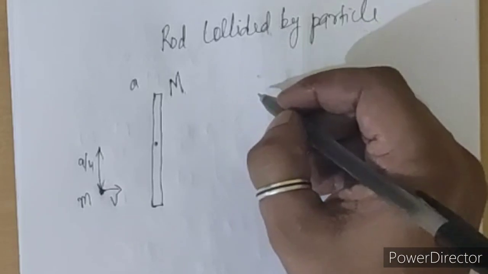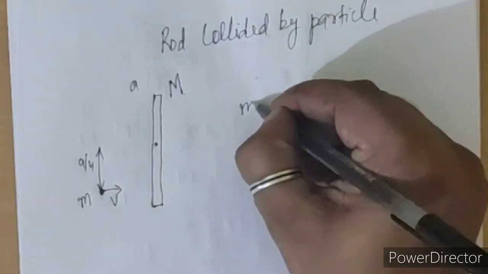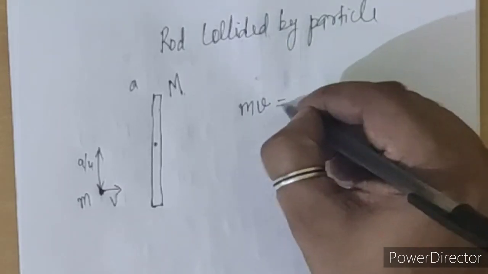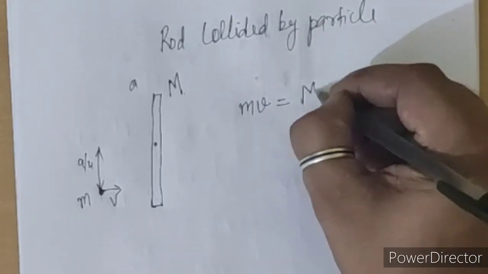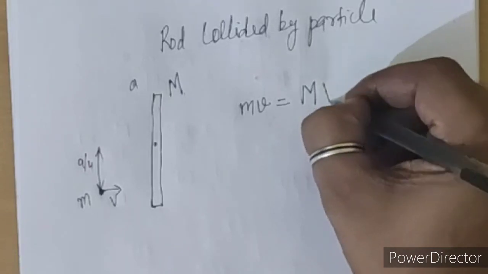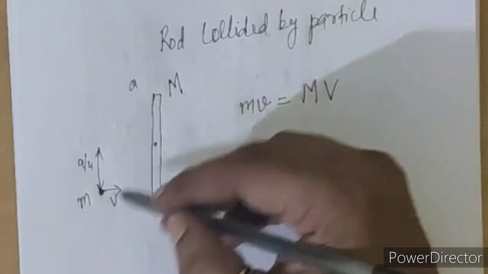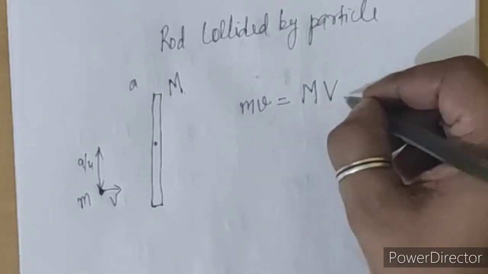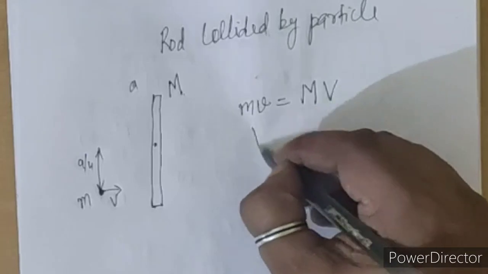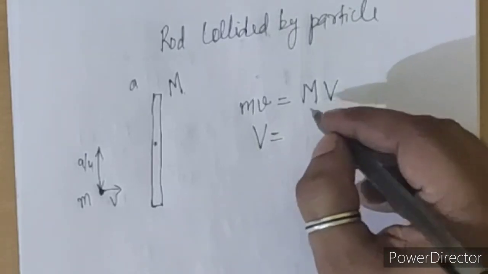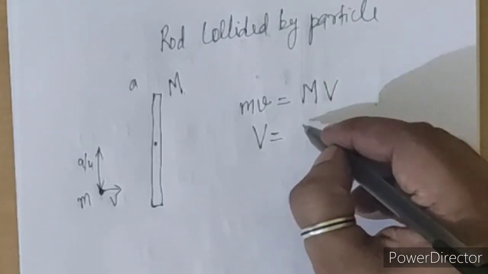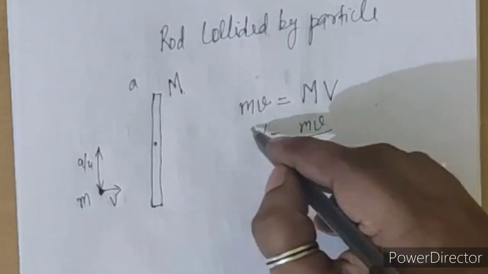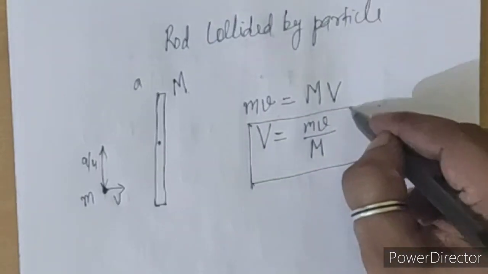So conservation of momentum: initially the momentum of the small particle is mv, whereas the bigger mass will have the velocity capital V after the collision, and the smaller mass, since its velocity becomes 0 after the collision, doesn't have any momentum. So the final velocity of the center of mass of the bigger rod, bigger mass M, will be given by mv by capital M. So this will be the velocity of the center of mass of the rod.